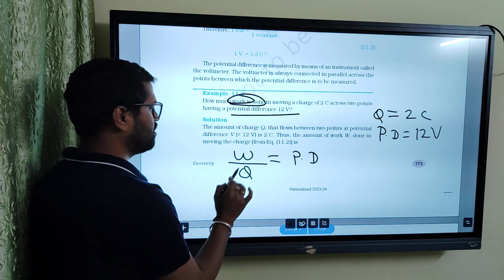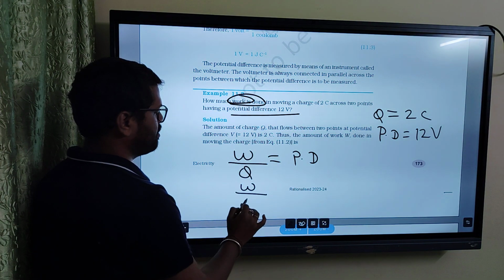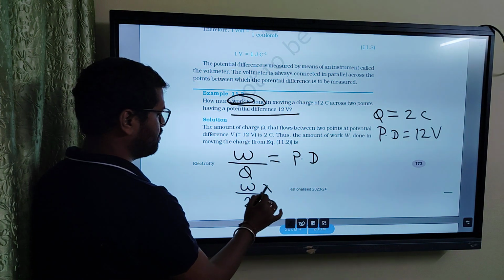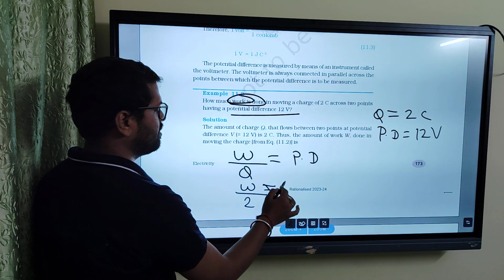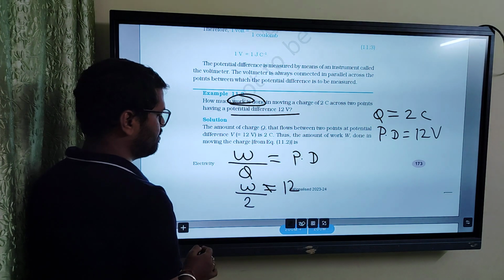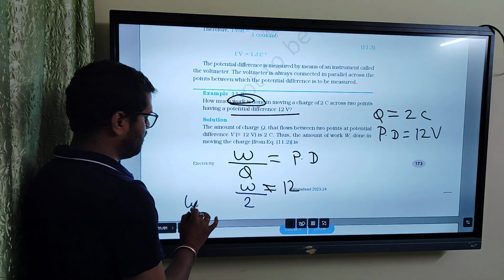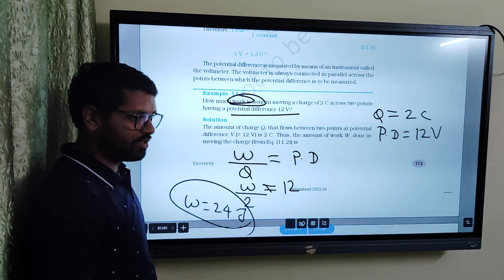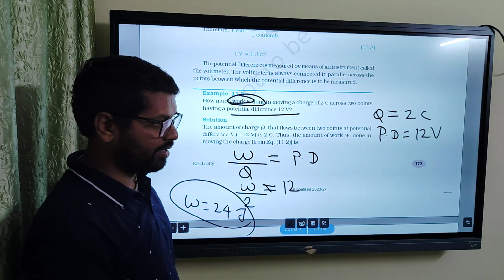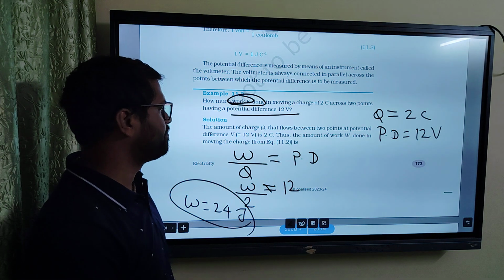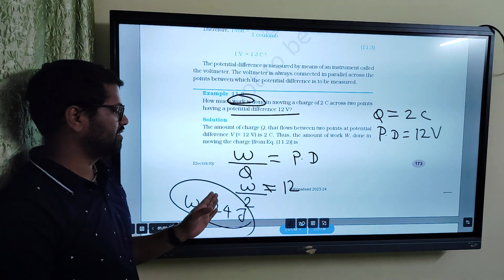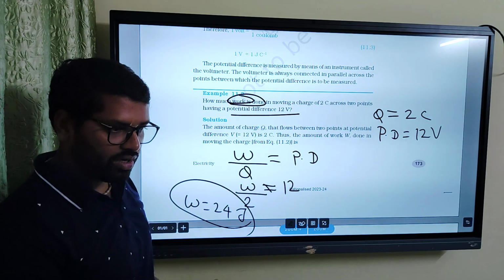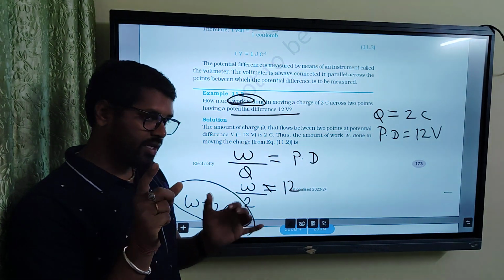Now you just substitute. How much is the charge? 2. And then potential difference is 12. So 12 twos are 24. This 2 will come this side. So 24 joule. SI unit of work is joule. Correct? So 24 joule. Simple question. That's why I said, it's a very simple question once you understand the concept.